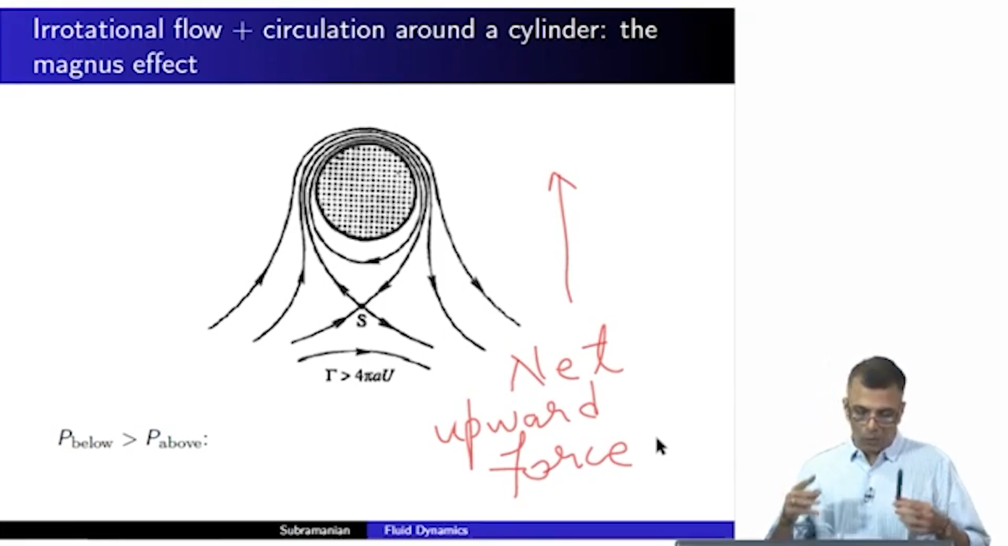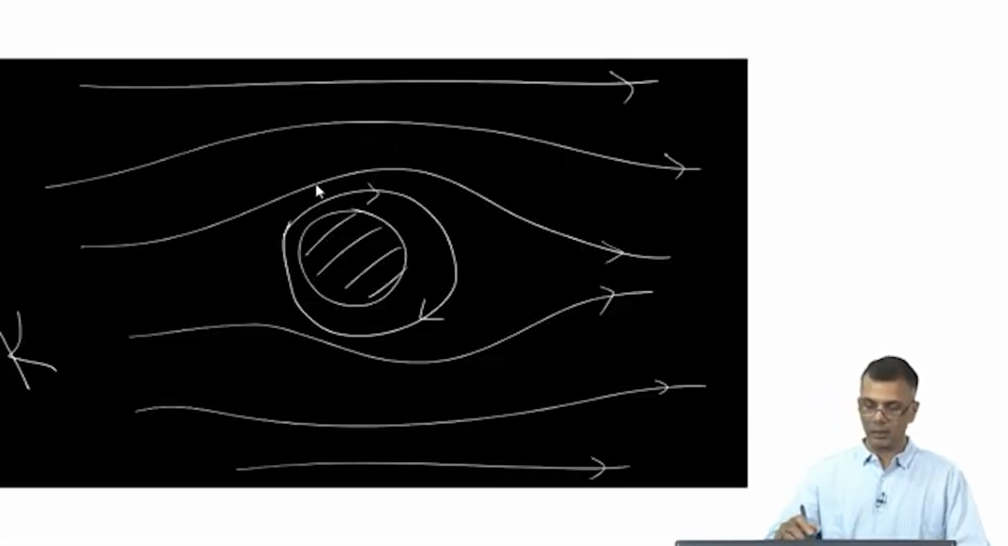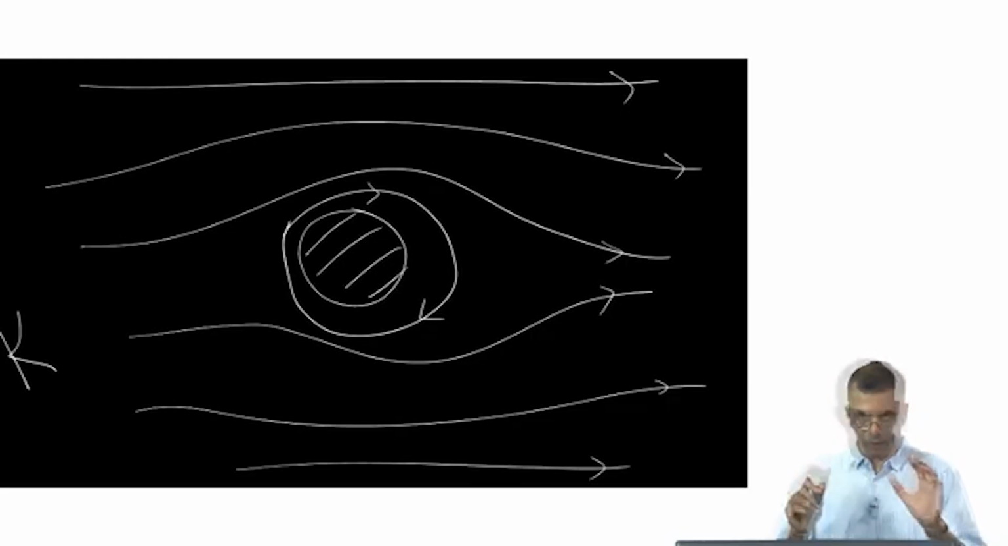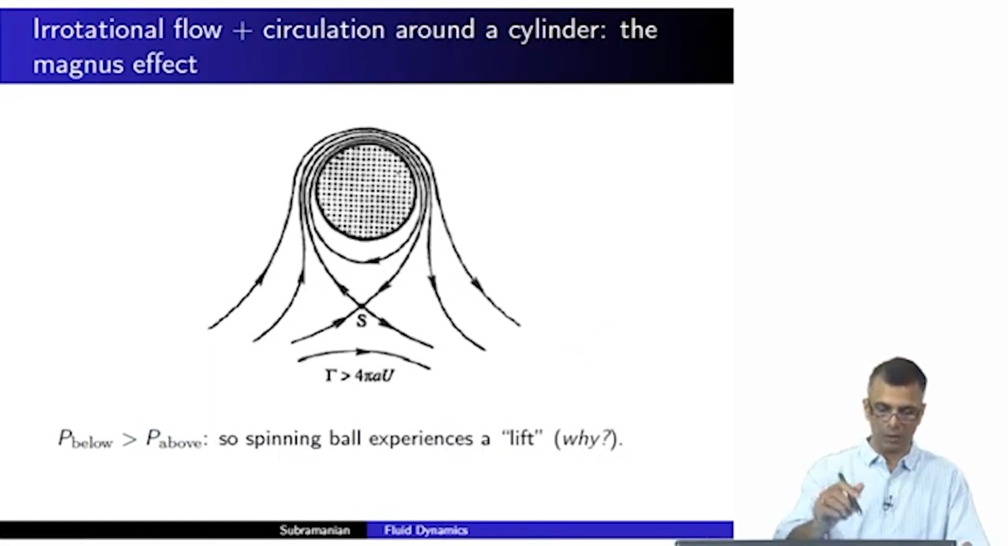Where, what kind of a situation are we talking about? One where I have arbitrarily added a circulation of this kind to a potential flow, okay? And I'll tell you why this is useful in a minute, but the bottom line is that in this kind of a situation, this body will experience a net upward force.